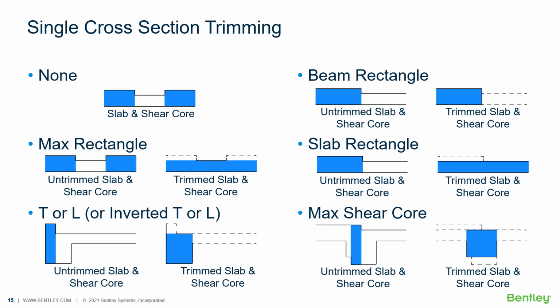For my particular model, I've taken a look at my code requirements, and I've determined that the flexural, one-way shear, and punching shear calculations can all include the thickened area of slab. For that reason, I'm going to go ahead and select no trimming for the cross-sectional trimming in the area of the drop panel, because again, I want the entire full thickened slab to be considered.